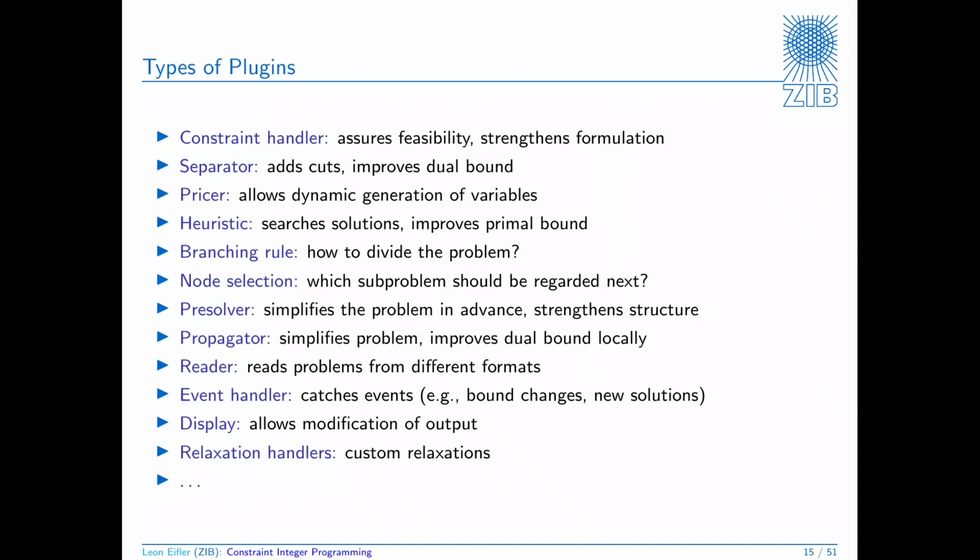Branching rules decide how to divide the problem. Then we have node selection, which subproblem should be regarded next. Pre-solvers, also very important to simplify the problem before starting the solve. Propagation routines, which simplify the problem and can improve the dual bound locally. Then we have readers, which we already saw in the SCIP flower. Event handlers catch events. They're also very useful sometimes for user extensions of SCIP. For example, if you want to do some calculation every time a new solution is found, you can implement this easily in an event handler that catches exactly this new solution event. Then you have display plugins where you can modify what SCIP displays as output. And a bit more rarely used are relaxation handlers where you can put in custom relaxations other than just the LP relaxation.